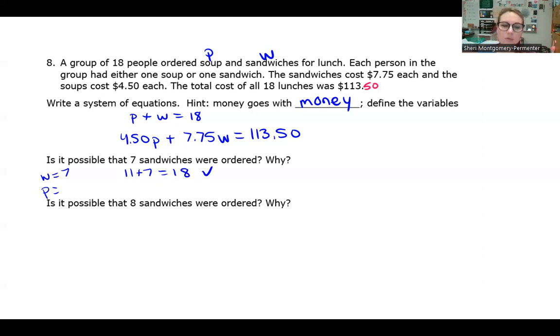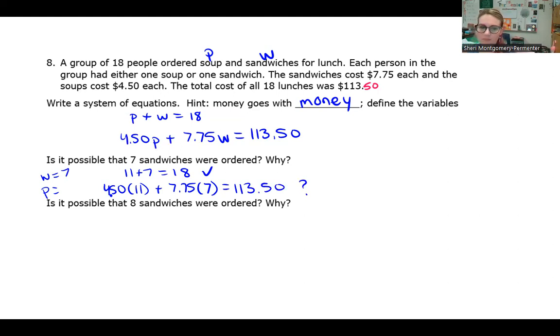So to check and see if the money works, we have 450 times 11. And then we have 775 times 7. And we're going to check it to see, does that equal 113.50? I don't know. So that's why I said you needed a calculator for today. So you're going to have to figure this out.